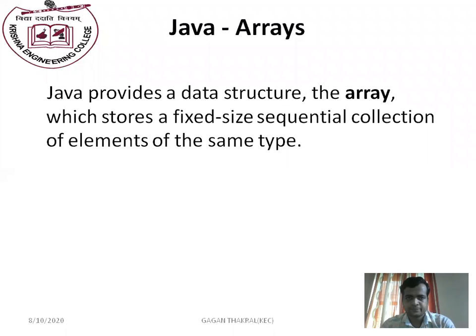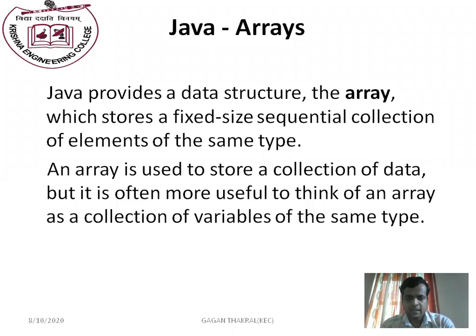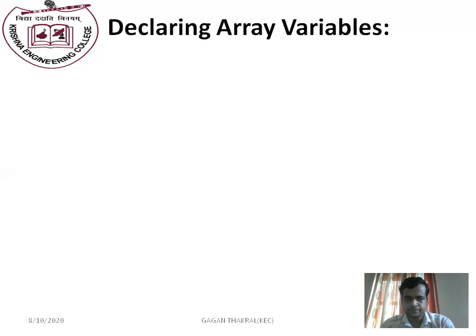Java array. Java provides a data structure, the array, which stores a fixed size sequential collection of elements of the same type. An array is used to store a collection of data, but it is often more useful to think of an array as a collection of variables of the same type.